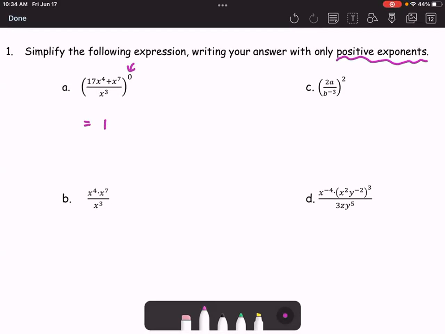For part B, we have x to the 4th times x to the 7th divided by x to the 3rd. We have the product of the two factors divided by x to the 3rd. So we're going to work on the numerator using the product property. We have x to the power 4 plus 7 because it's the product, so we have the sum of the exponents, and then divided by x to the 3rd. The numerator's exponent now becomes 11, divided by x to the 3rd.